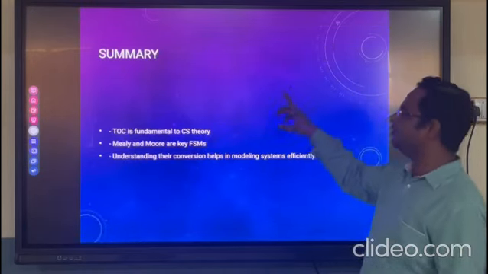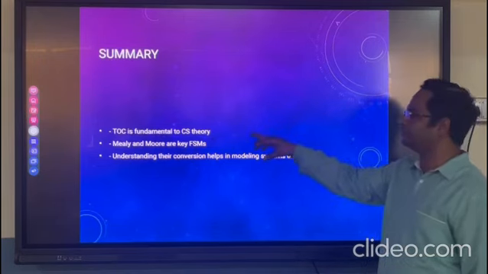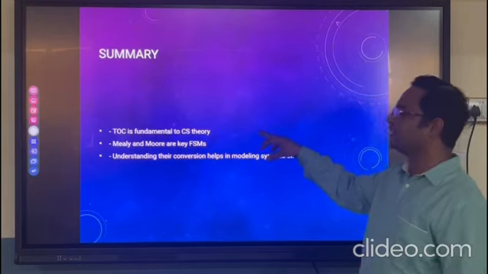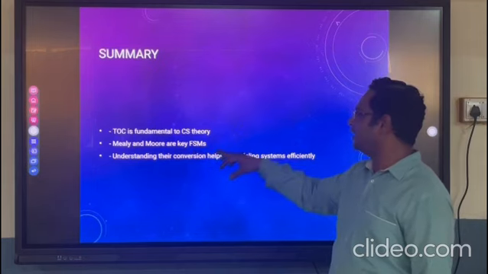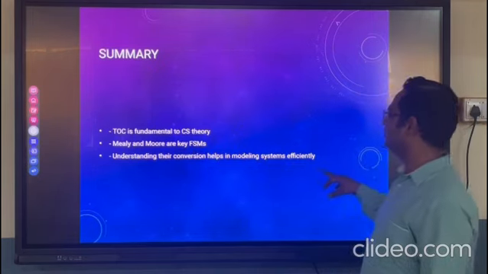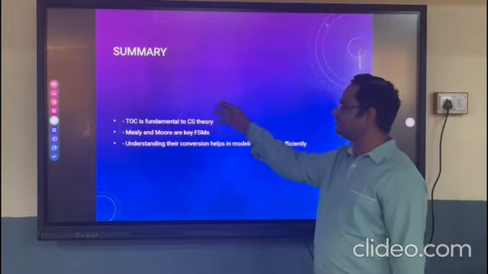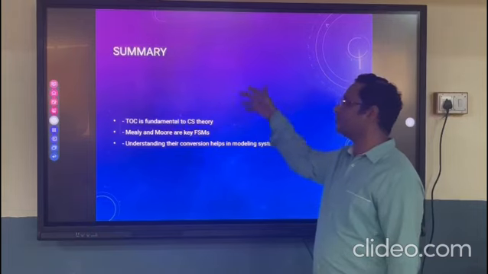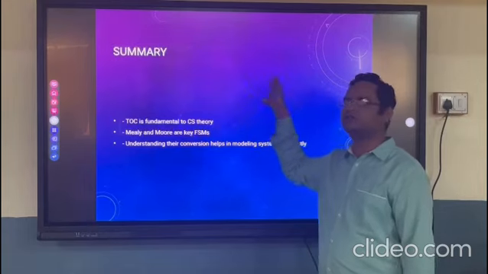And in summary, TOC is fundamental to CS theory. It is basically needed for a part, and Mealy and Moore machines are the key finite state machines, and understanding the conversion helps in modeling system efficiency. So in this lecture, TOC is fundamental to CS theory, meaning in the part of the theory of computation.